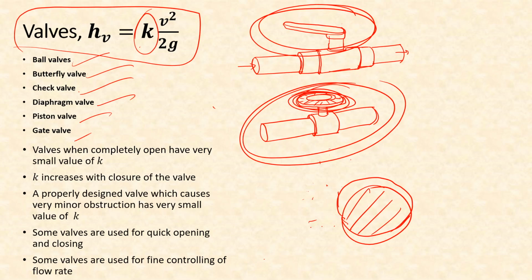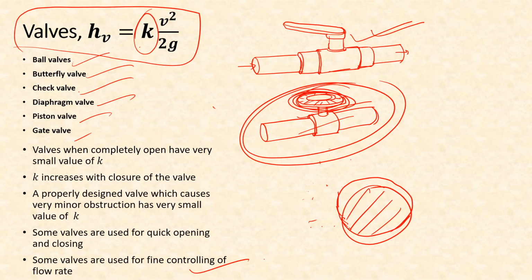So these are the different types of valves. Now some valves are used for quick opening and closing. For example, this valve, where you can simply turn it 90 degrees to close the valve, and again turn 90 degrees to the other side to completely open it. And some other valves are used for fine controlling. For example, this valve, where you can open or close it with a much better precision.